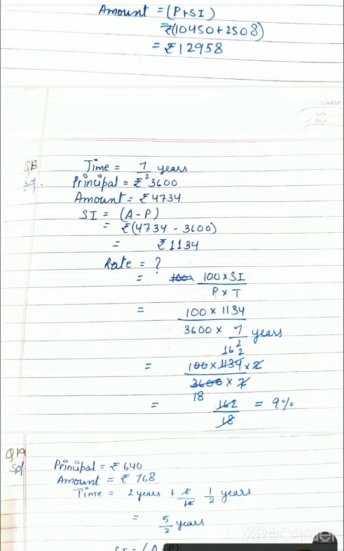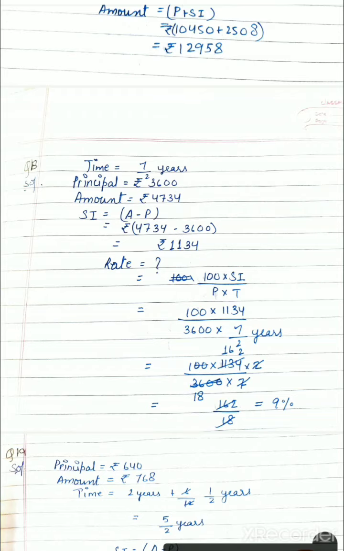Let us start with question number 18. In question number 18, we have to find out the rate of interest. We are given that 3600 amounts to 4734. It means the principal is given, 3600, and the amount is given.